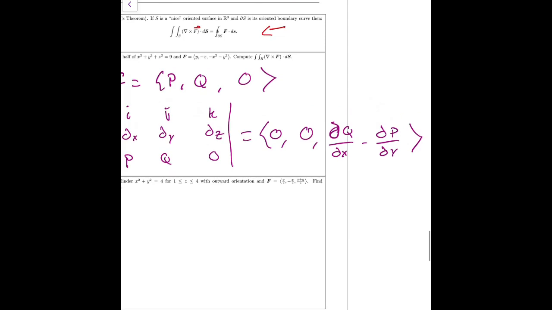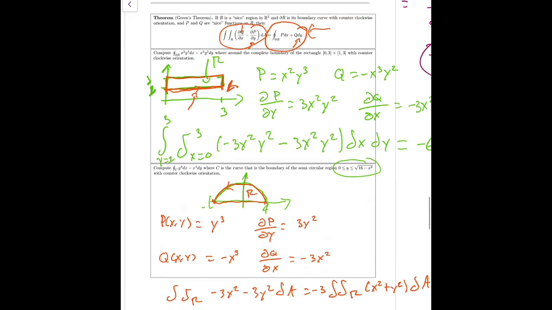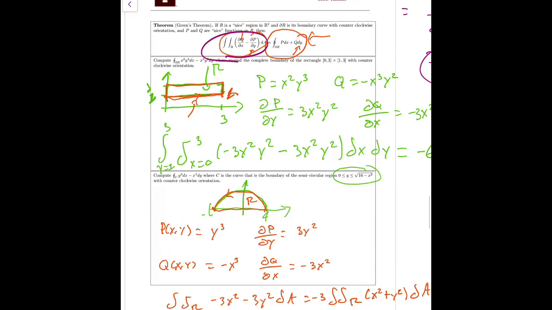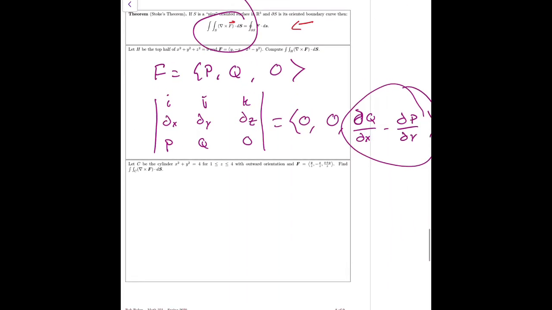Okay, so notice that if the surface happens to lie in the xy plane, then the thing that we're going to be computing here is just the surface integral of the third component of that vector field, which is Q_x minus P_y, which is exactly that. So really, Green's theorem is a special case of Stokes' theorem. But it's nice to call it something different because it's something very specific. Okay, in the next couple of videos, we're going to look at examples using Stokes' theorem to do some integrals.